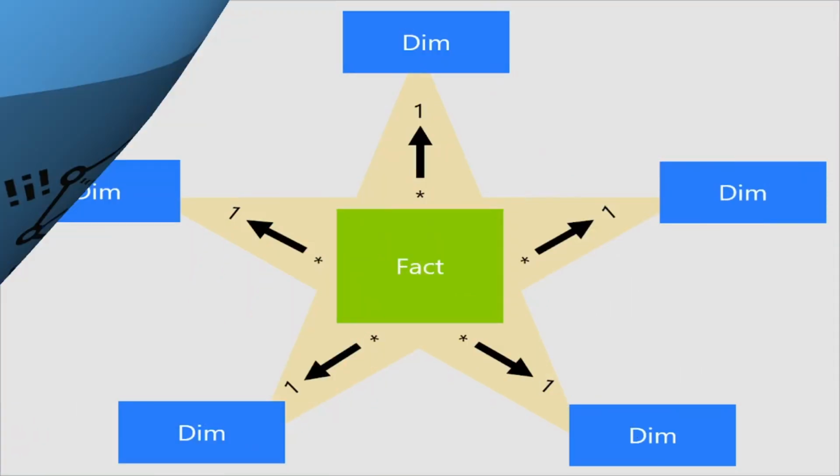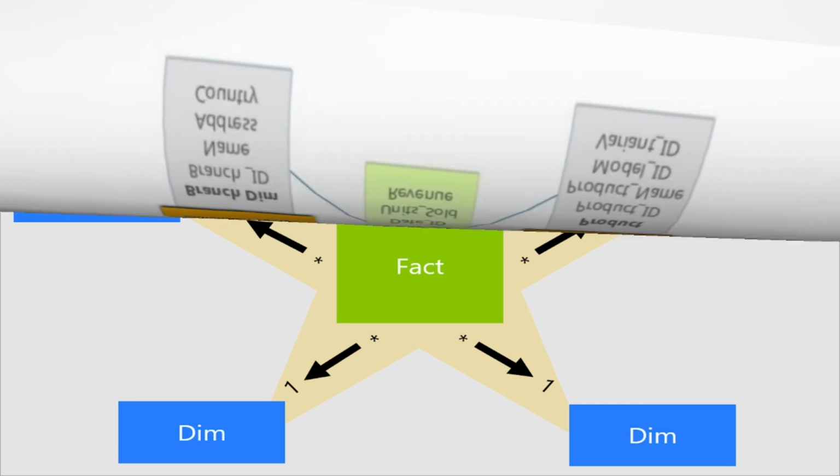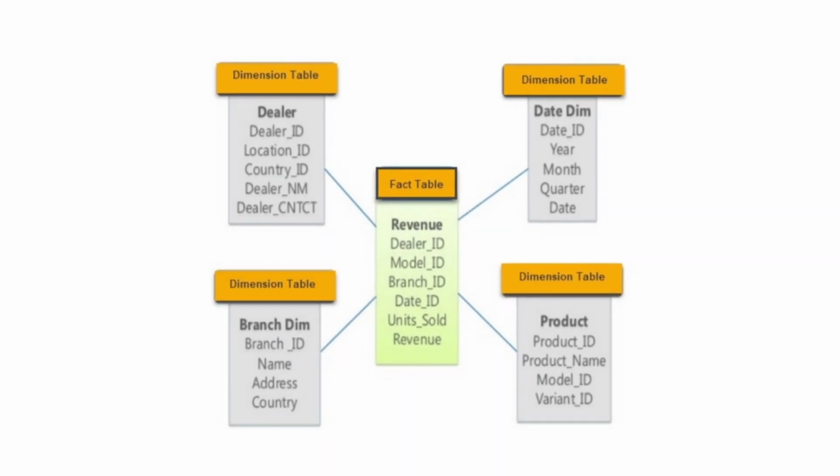All right, so picture this. A single fact table sits in the middle, like the heart of the system, and it's surrounded by dimension tables, like points of a star. For example, let's say you're tracking sales. Your fact table might store things like revenue, quantity sold, or discounts. And then you've got dimensions like who made the purchase, customer dimension, what was purchased, product dimension, when did the sale happen, date dimension.